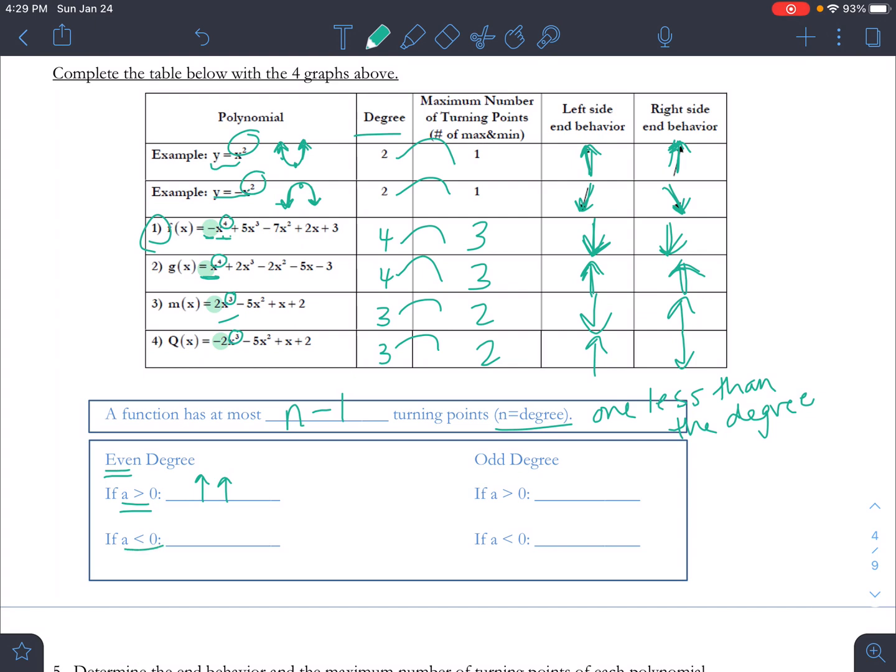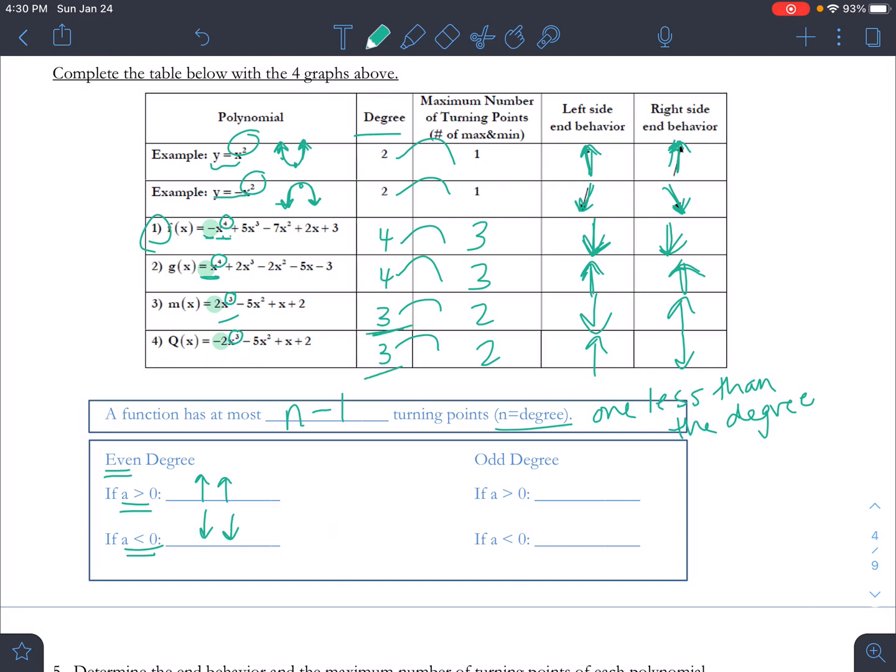Okay, and if a is negative, such as this example or this example, I go down, down. Again, that'd be like the second graph where I went like this. It also could be a 6th power, like that. So they get a little more fancy looking as you go. And odd degree, what happened with those, guys?